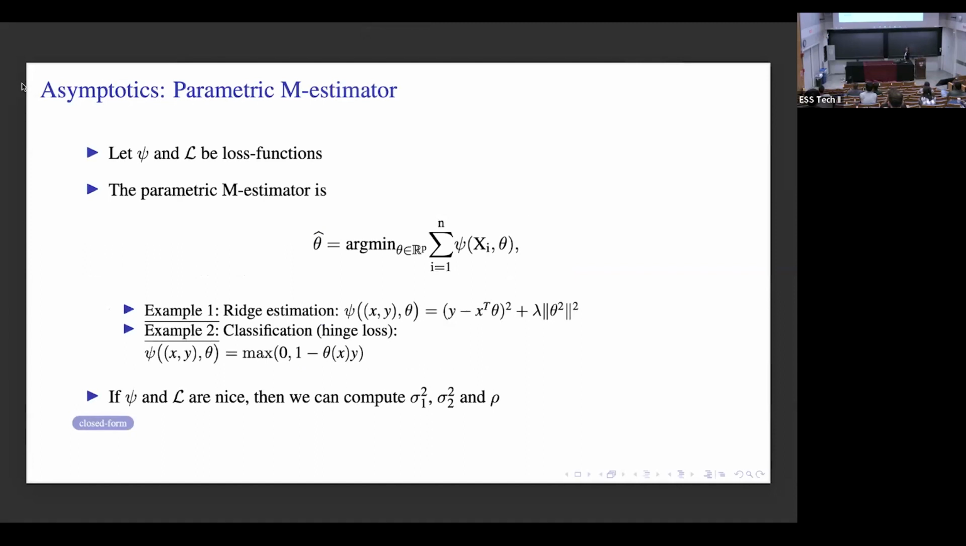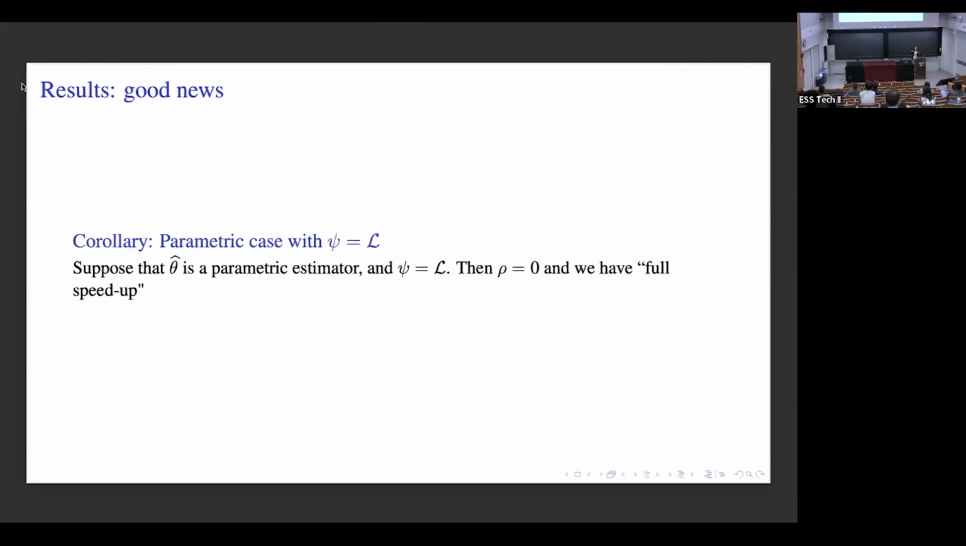They're going to be trained in the following way. I'm going to choose psi to be a training loss, and then I'm going to choose my estimator to be the one that minimizes my training loss as measured by psi. Once I have trained my estimator, I'm going to evaluate its performance using a potentially different testing loss L. If I'm training and testing with the same loss, so if psi is equal to L, then good news: I am in the setup of full speedup, rho is equal to 0, the world is beautiful, and doing k-fold cross-validation is like having k times more data to estimate the split risk.